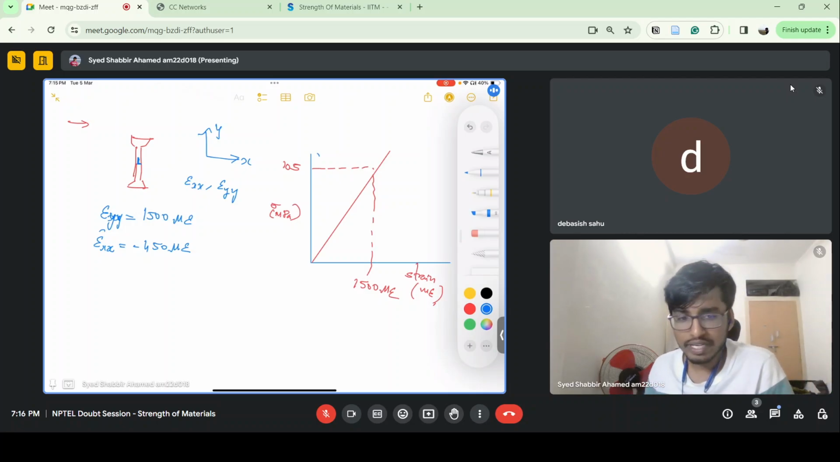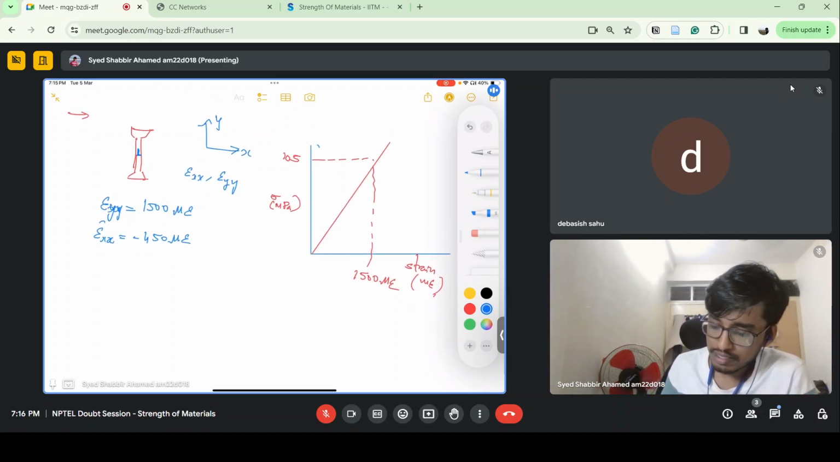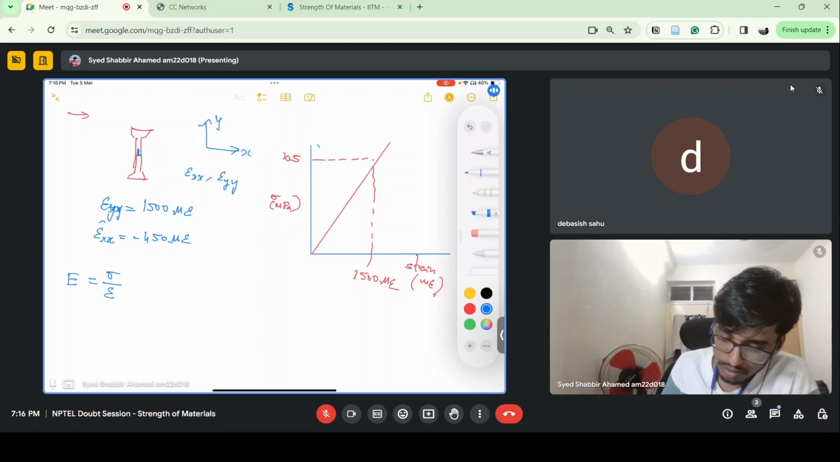We won't need to take this. We can just take the ratio of this. So tan theta is basically stress by strain. So Young's modulus is stress by strain. You know the stress and you know the strain.